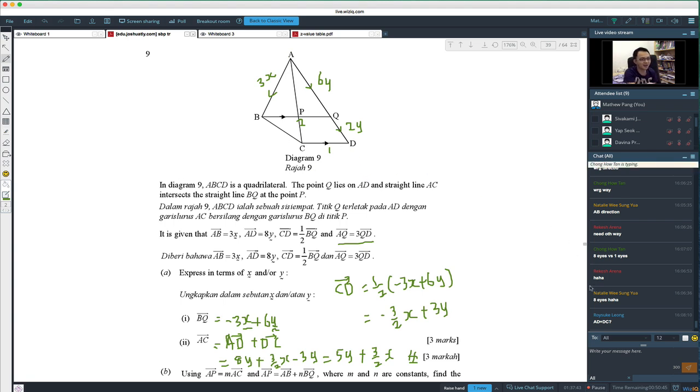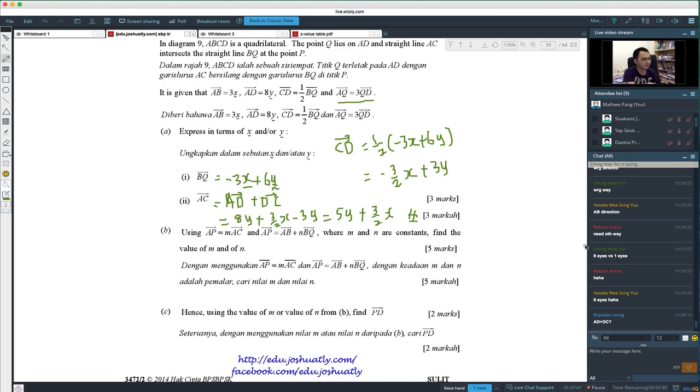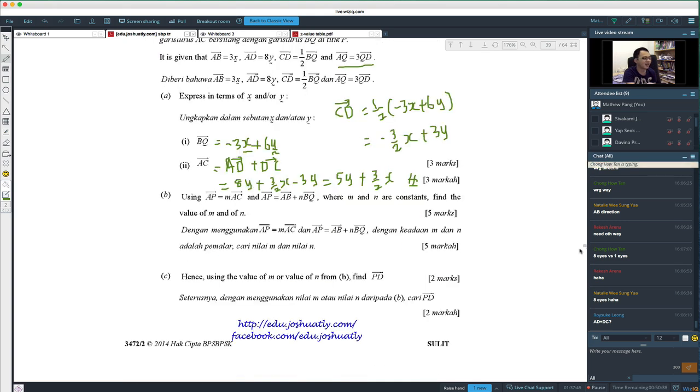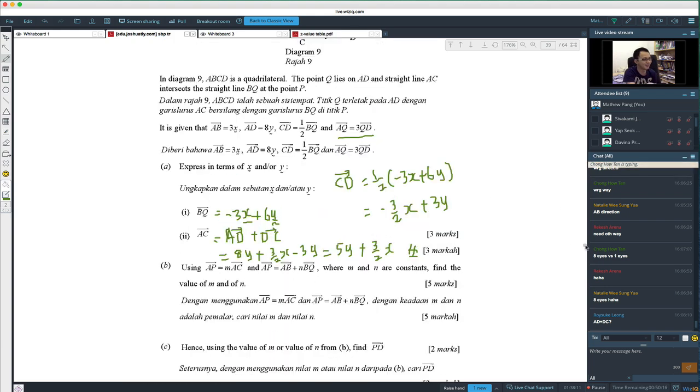Just let me move on. Okay, using the values of AP equals m AC and AP equals AB plus n BQ, where m and n are constants, find the value of m and n. This one basically is doing some substitution. I will need a lot of space for this kind of substitution, so I will erase some of the things because I need some space.